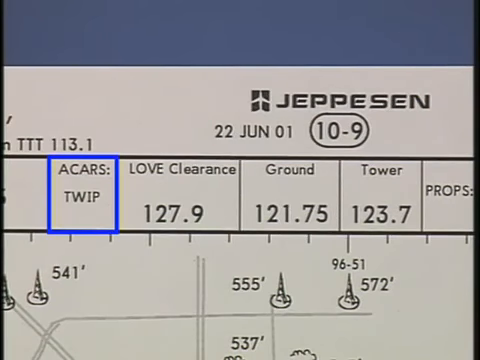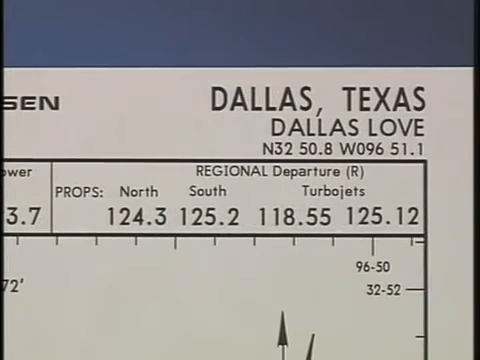This indicates that an electronic data link is available through the Aircraft Communications Addressing and Reporting System, commonly referred to as ACARS. The service provided is the Terminal Weather Information for Pilots System, or TWIP, which delivers terminal weather information to the cockpit. Following this service are listings for clearance delivery, ground control, and tower frequencies. The last box in the communication row contains the regional departure frequencies. If an R is noted after the departure frequency, radar is available.